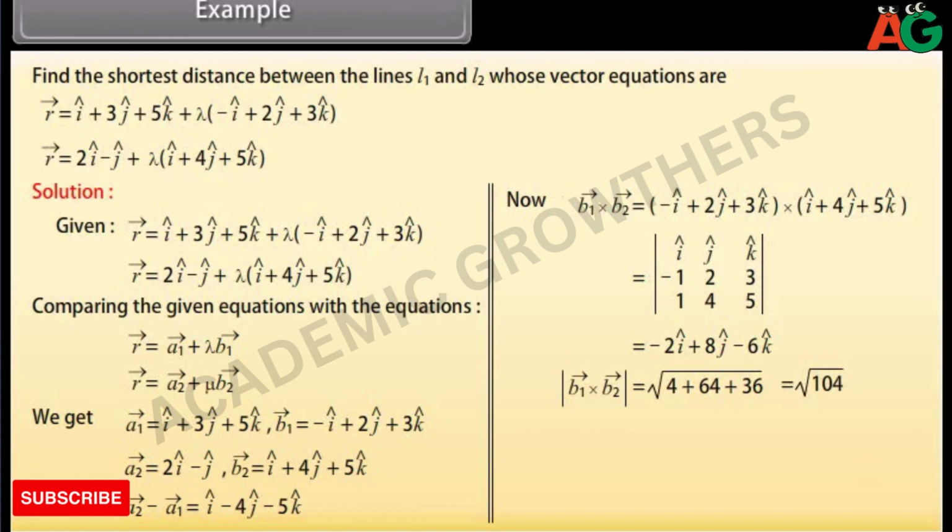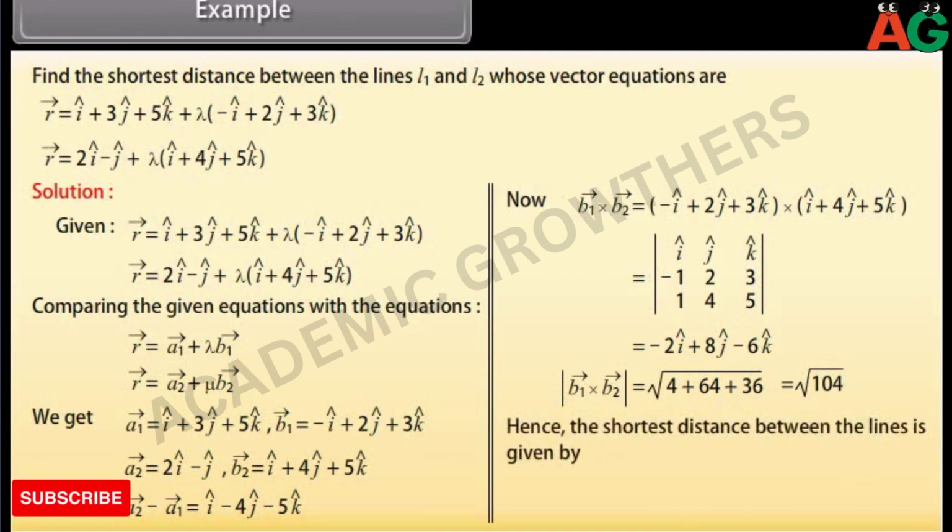Modulus of cross product of vector b1 and vector b2 equals square root of 4 + 64 + 36, equals square root of 104. Hence, the shortest distance between the lines is given by modulus of (-2 - 32 + 30) divided by square root of 104, equals 4 by square root of 104.